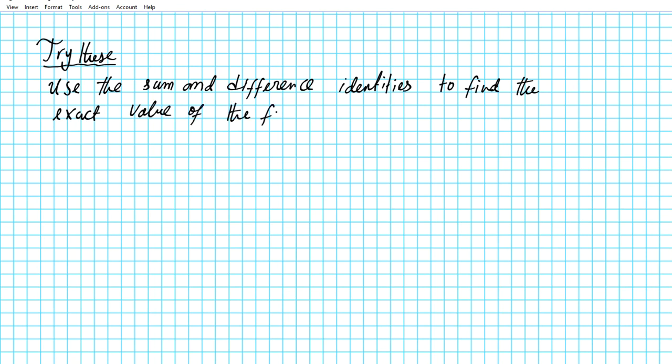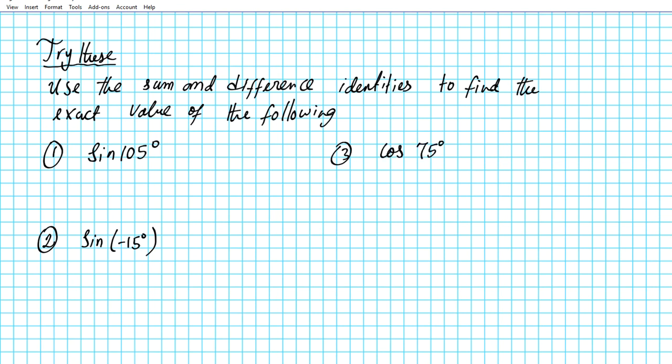Okay, so let's say number one, you have sine of 105. Number two, you have sine of negative 15 degrees. And then number three, you have cosine of 75 degrees. Now go ahead and pause this video and try out these problems. When you're done, we're going to reveal what the answers are shortly.